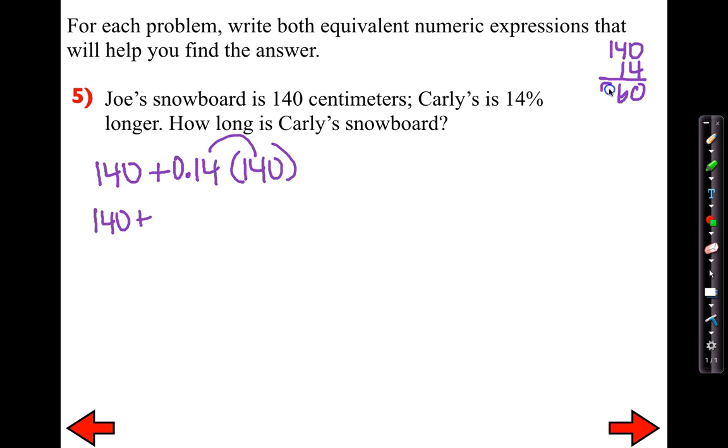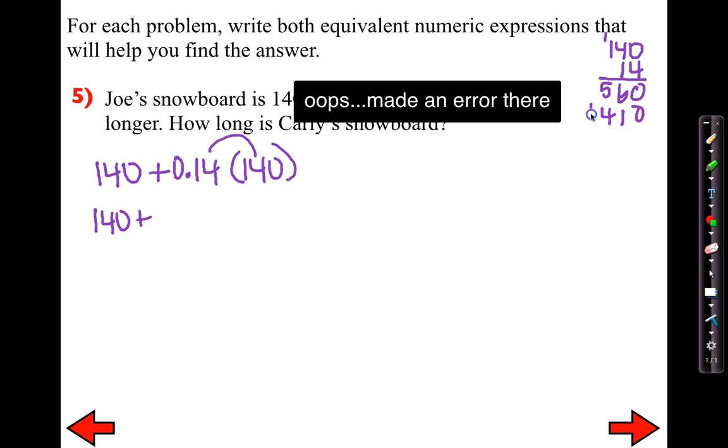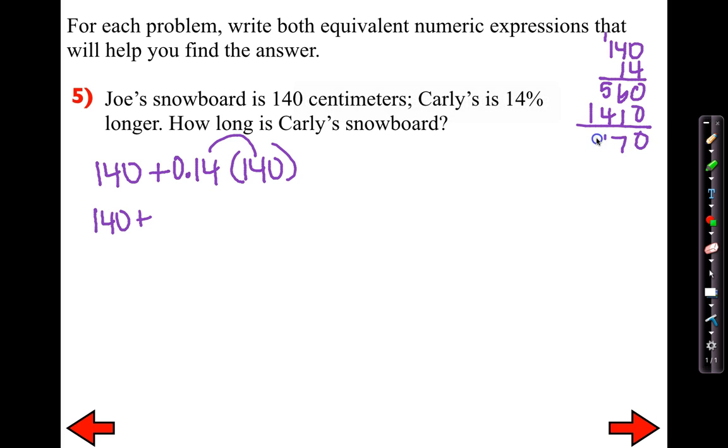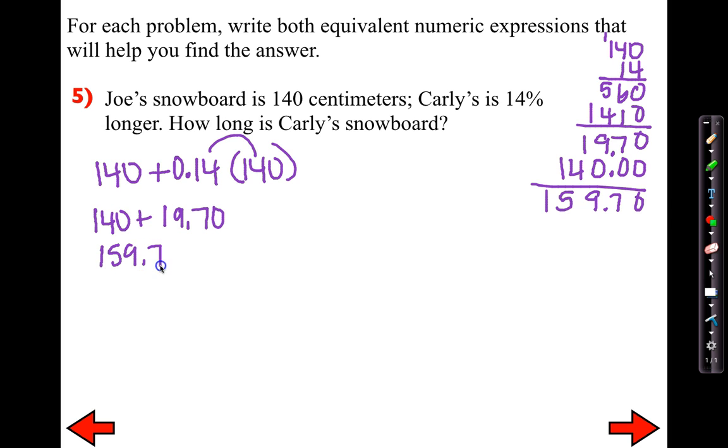0, 16, carry the 1, which is 5. Then we have a 1, 4, 1. And that's going to leave us with this. Then count, there are 2 decimal places. So that's going to be 19.70. Now we're not quite done yet. We still want to add that to the 140. So I'm going to put that right underneath, making sure I line up my decimals, which is going to give me a total of 159.70. I don't need that 0 at the end.